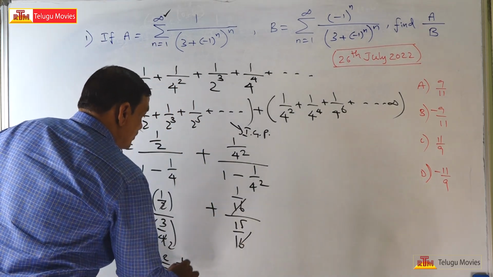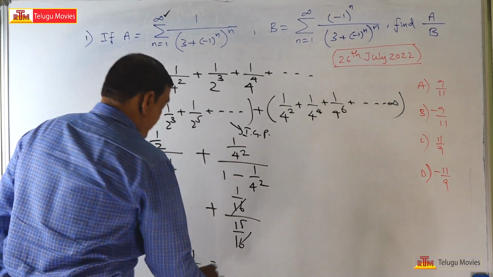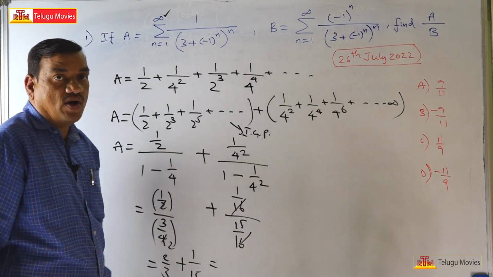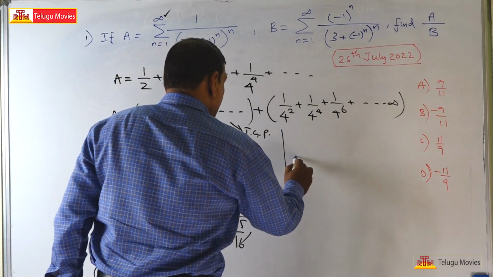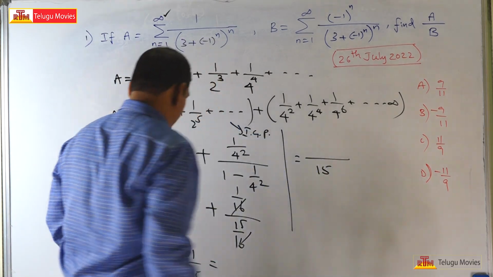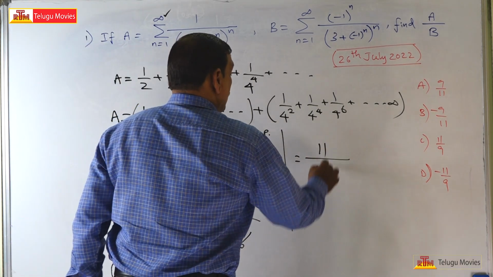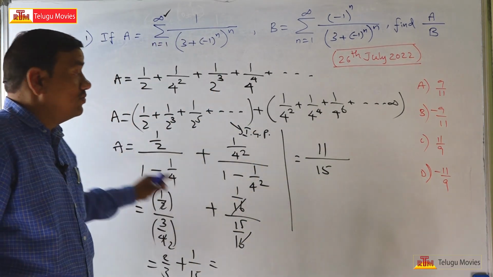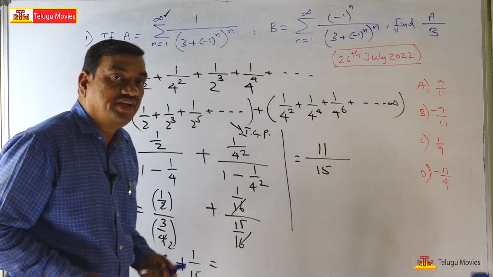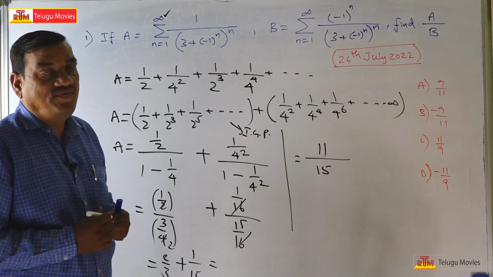16 get cancelled. So this is equal to 1 by 15. The second factors are 1 by 15. So here you will get LCM is equal to 15. So here 5 will come, 5 2s are 10, 10 plus 1, 11. So, what is your A value? 11 upon 15.